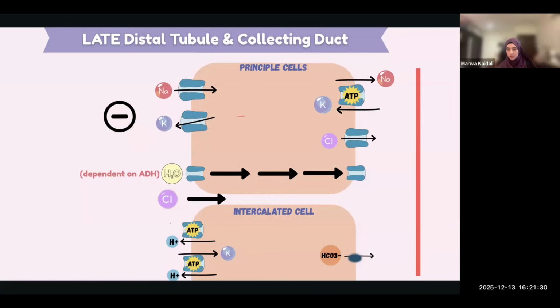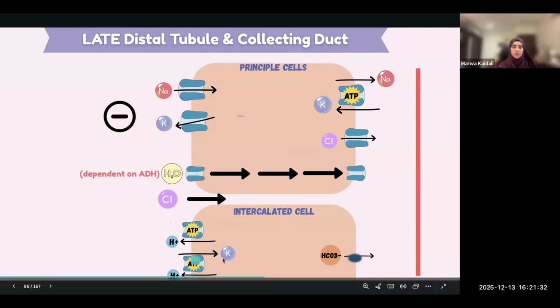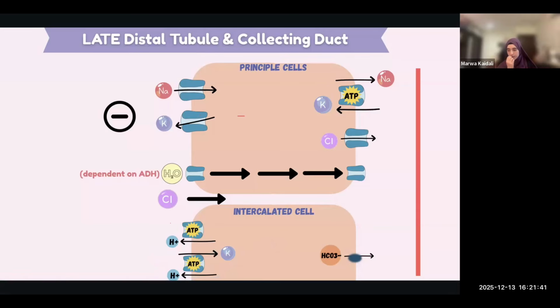So we just have less H plus ions. So less H plus ions are going to make this pump work less. So we're going to take out less H plus, and less potassium is going to come back in. So this is how alkalosis can cause hypokalemia. Is that clear?